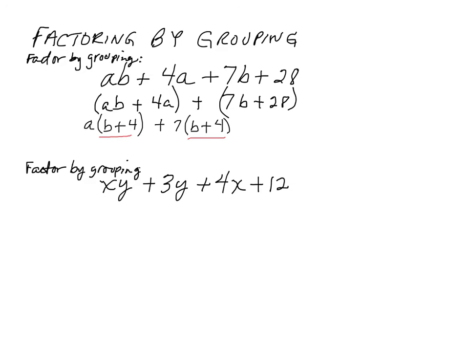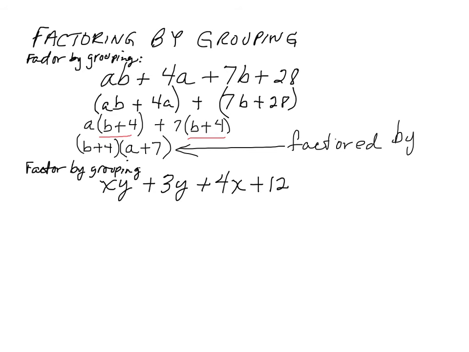Now we can factor out what's common to the two of them. They both have a b plus 4. Factor it out. Once you take out the b plus 4, you're left with a plus 7. And here we have just factored by grouping. We grouped two terms together based on those two terms having a common factor.